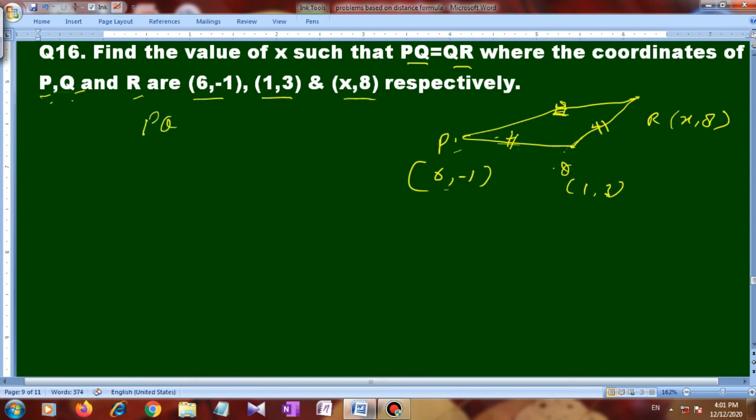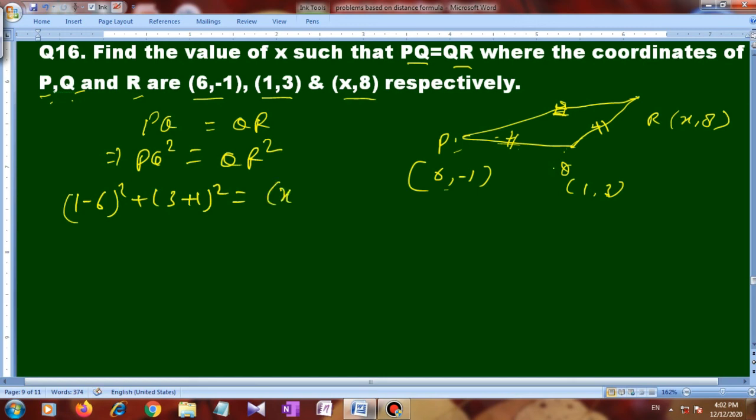So PQ equal to QR. This implies that PQ square equal to QR square. Using the distance formula, this will become 1 minus 6 whole square plus 3 minus minus 1 whole square, equal to QR square, which is x minus 1 whole square plus 8 minus 3 whole square.